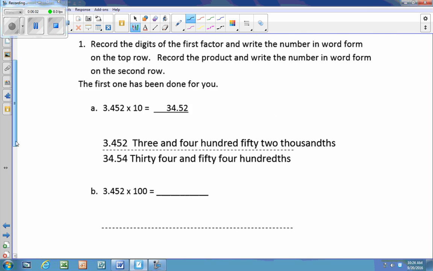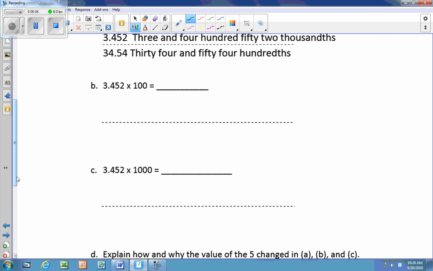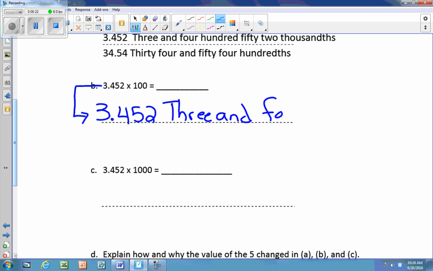And then we had started our practice set in class. And the first thing that we need to do on our practice set is we need to take this first number, put it on the top row, and then we needed to write it in words, which is 3 and 452 thousandths.